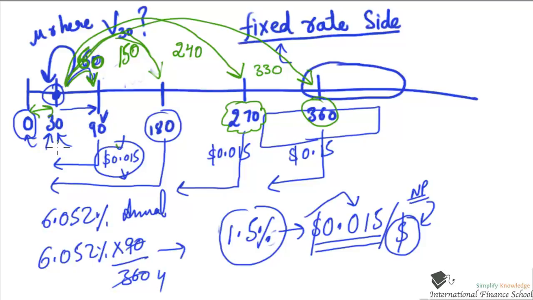So my coupons remain fixed. I have to pay the same number here, here, and here, but my time period to compute present value has reduced by 30 days. It's no longer 90, it is 60. Not 180, it is 150.